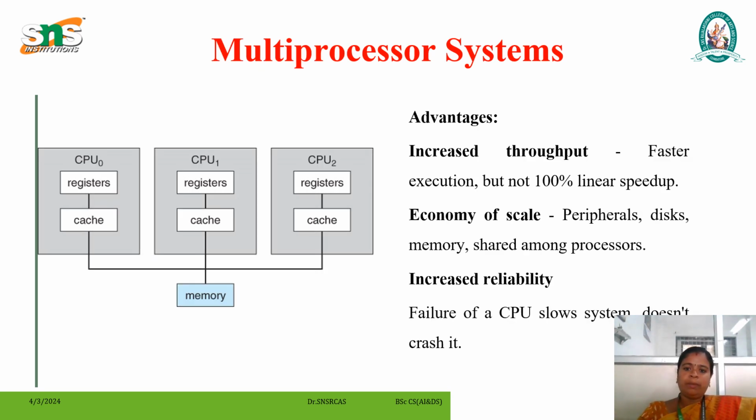Next one, multiprocessor system. It is also known as a parallel system or multi-core system. Such a system has two or more processors in close communication, sharing the computer bus and sometimes the clock, memory, and peripheral devices.